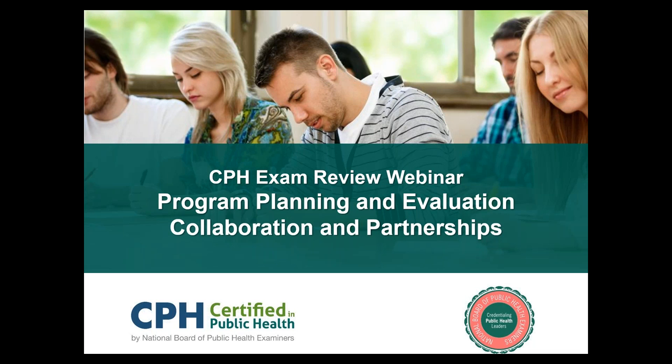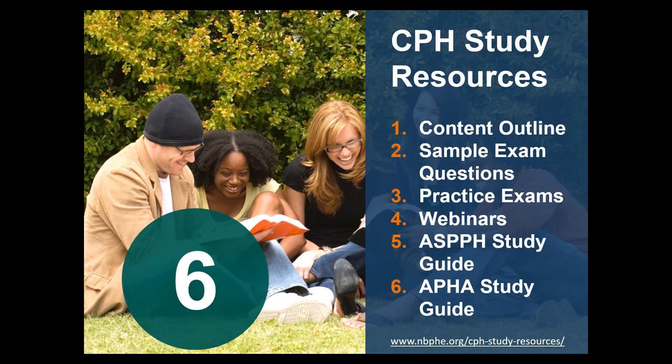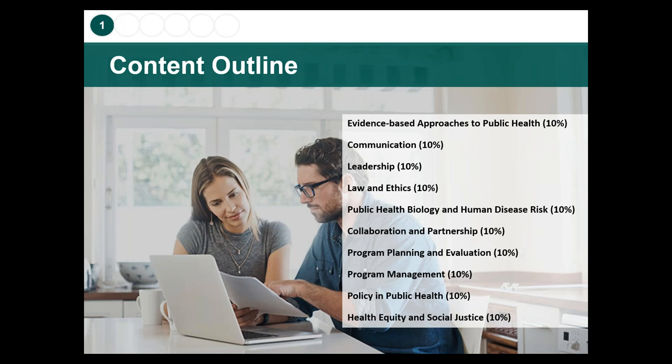I just wanted to go over just a few resources for studying. The first thing that we recommend that you review, if you have not already, is the CPH content outline. And here you can see that there are 10 content areas evenly distributed, 10% each: evidence-based approaches to public health, communication, leadership, law and ethics, public health biology, collaboration and partnerships, program planning and evaluation, program management, policy, and health equity and social justice. So on the exam, you will see an evenly distributed content area of questions. You won't see anything heavily weighted in one or the other.